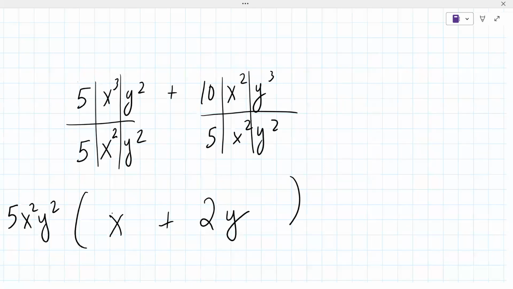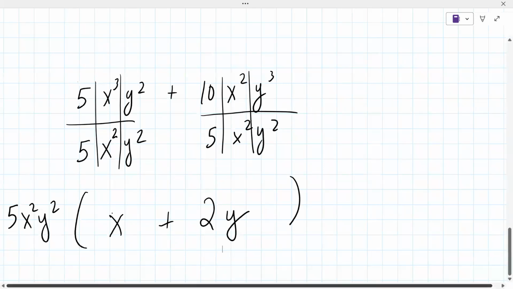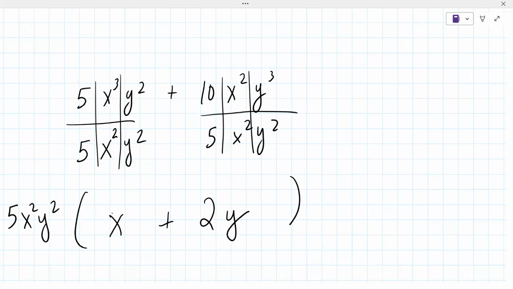So I don't know that we could spend more time on this, but I'm happy to give you more problems if you want. Or do you want to move on to factor by grouping? Factor by grouping. Okay. Let's take a look here.